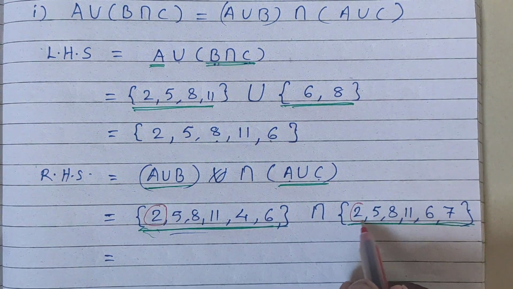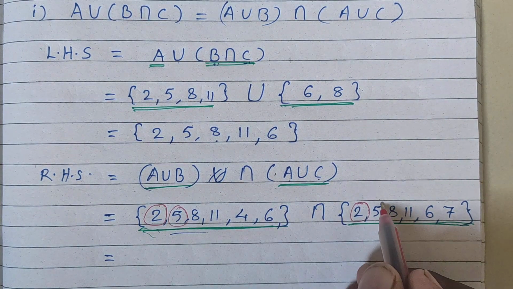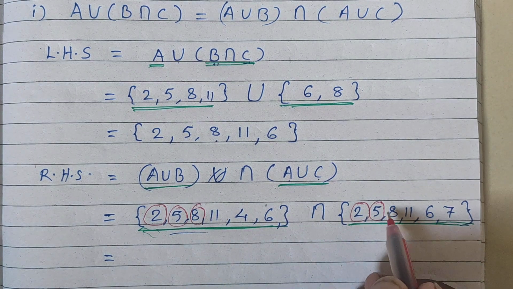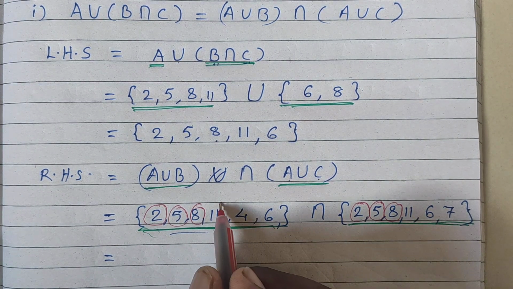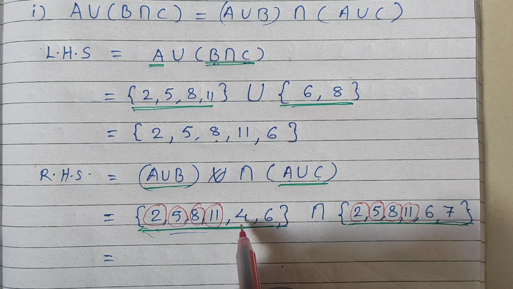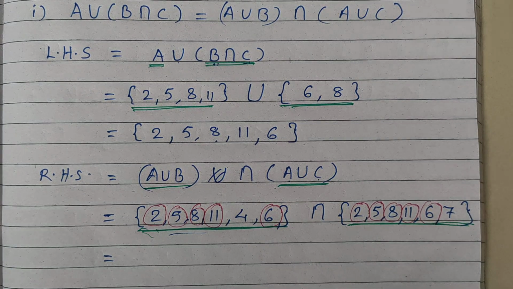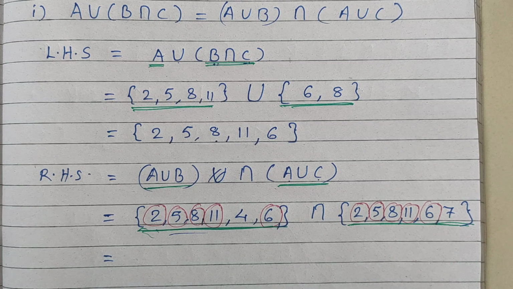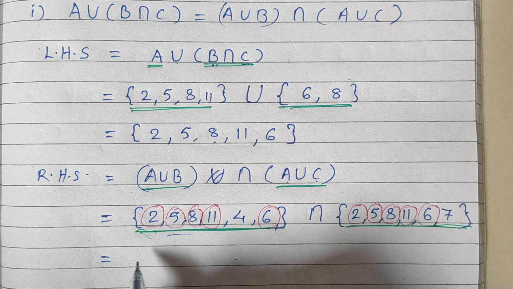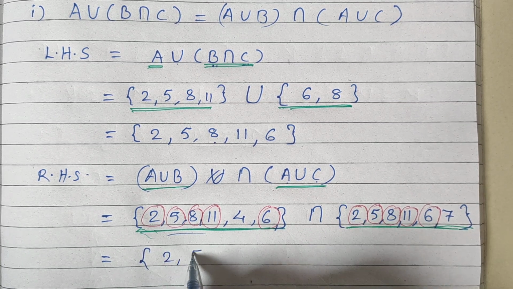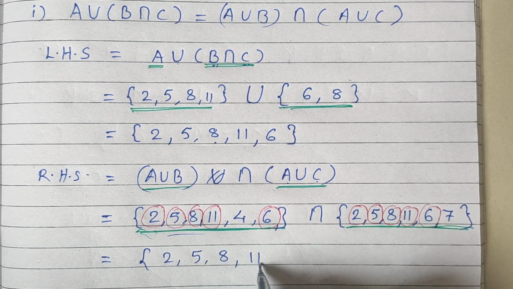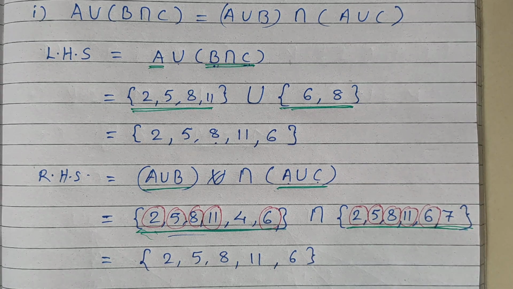2, 5, 8, then 11, 6. Correct? So we have the new set with the intersection of these two sets. It is 2, 5, 8, 11 and 6.